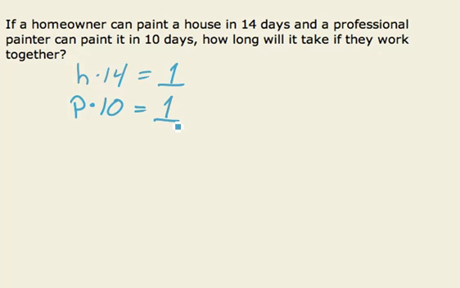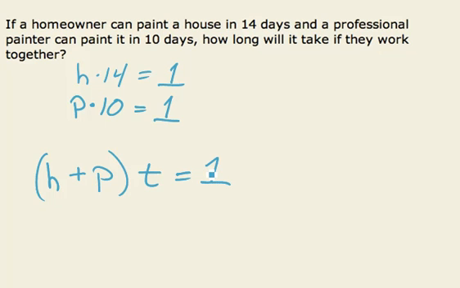All right. Well, what if they work together? Well, I can take the rate of the homeowner, H, plus the rate of the painter, P, which gives me a combined rate. Multiply that by some amount of time, however long it took them, right? It took them to do what? To paint the entire house. So to finish, again, one job.